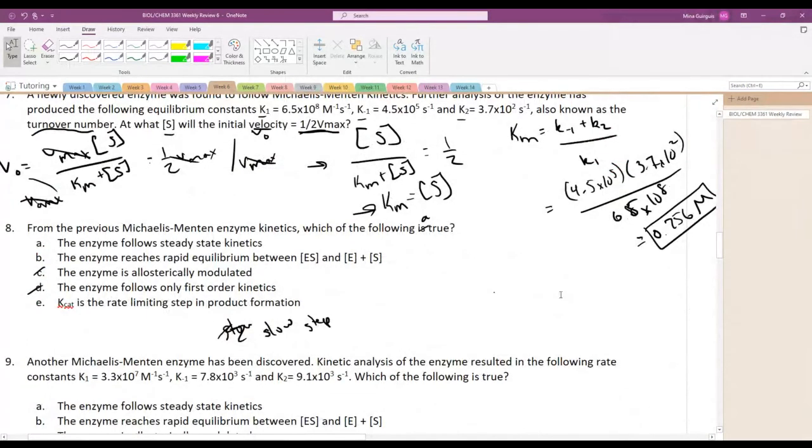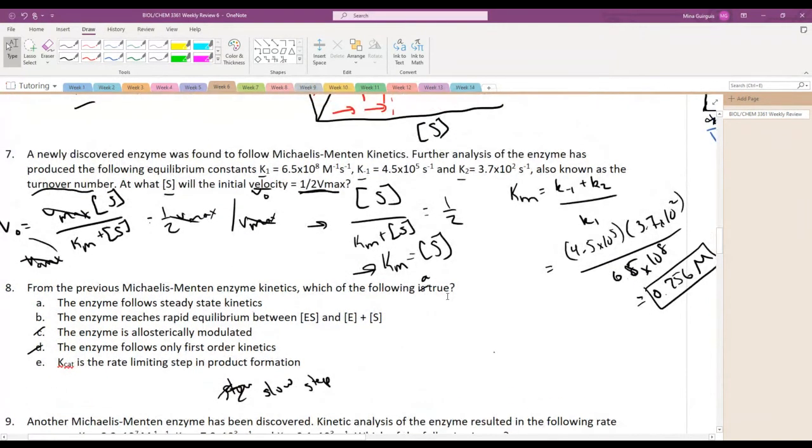Okay, so is it the rate limiting step? The answer to this is kind of. I know that's not a satisfying answer, but it's kind of not. I'm going to mark it as true with an asterisk, because it is the slow step, right? K1 is very high, K2 is relatively low. Okay, so all that's left is, does it follow steady state or rapid?